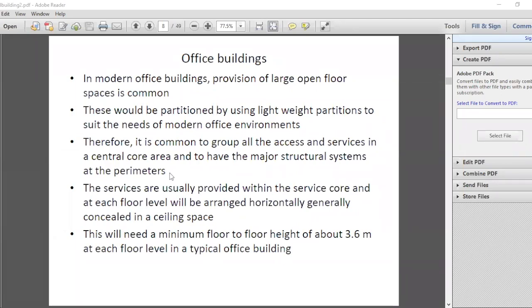And sometimes you might find that the floor to floor height can be as high as 3.75 meters as well. That gives more space for services, but the downside is that, you know, the height of the building will increase.